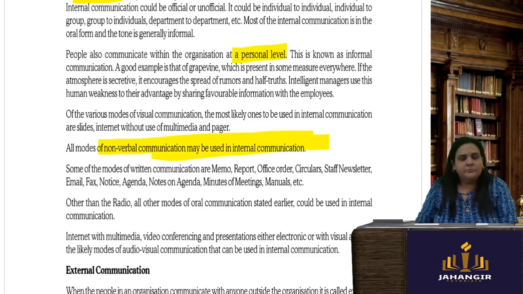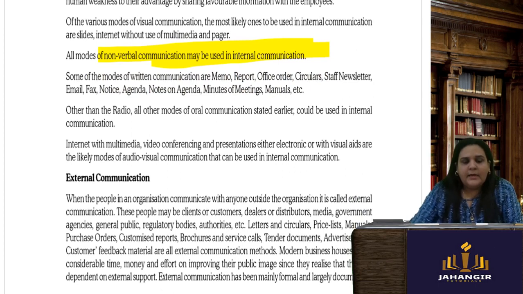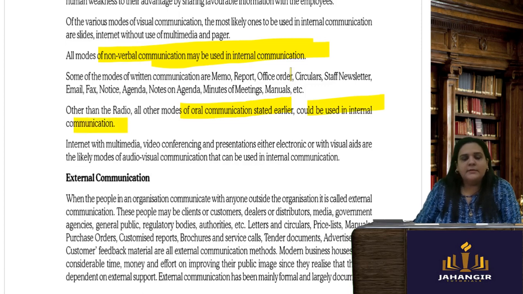Gestures. Some of the most important written communication in internal communication: we have memos, reports, notices, orders, circulars, agendas, minutes of meeting. Other than the radio, all other modes of oral communication stated earlier could be used in internal communication. So radio is not one of them, but all these other parts can be used.